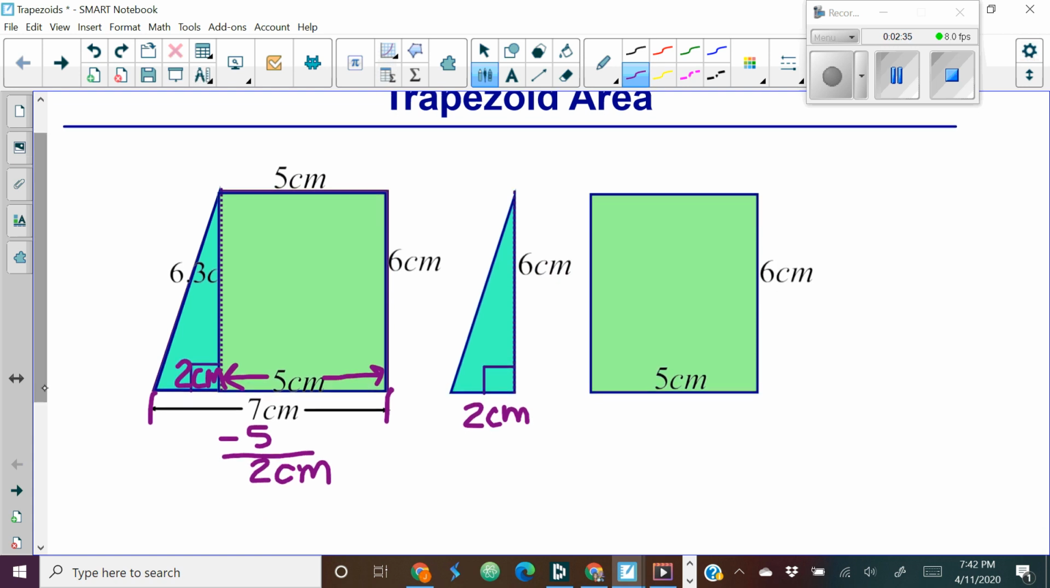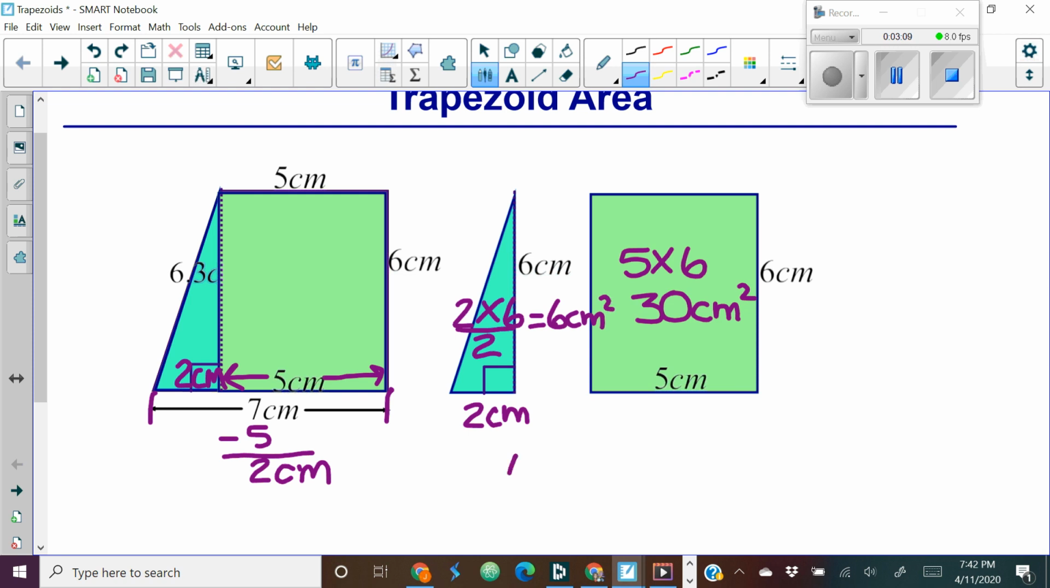So the area of the rectangle is the easiest. We can do that first. Base times height is 5 times 6, or 30 centimeters squared. The area of the triangle is 2 times 6. We have to divide it by 2, because when you find triangle area, you always multiply the base and height and divide by 2. So that's 12 divided by 2, or 6 centimeters squared.